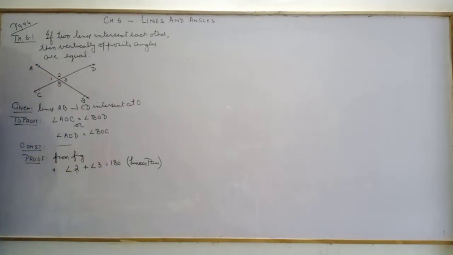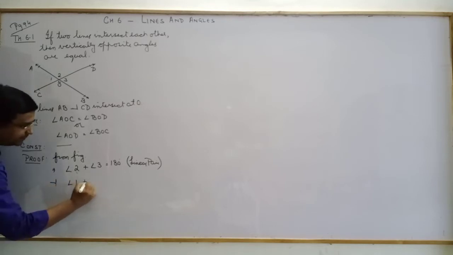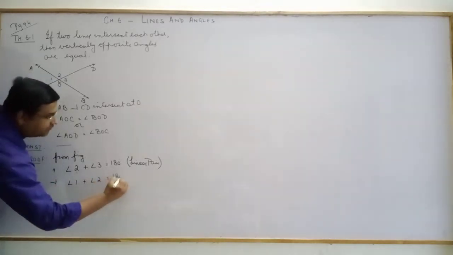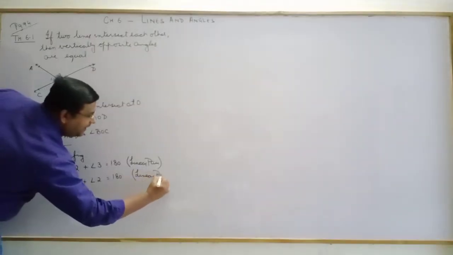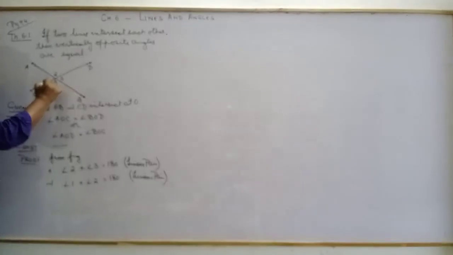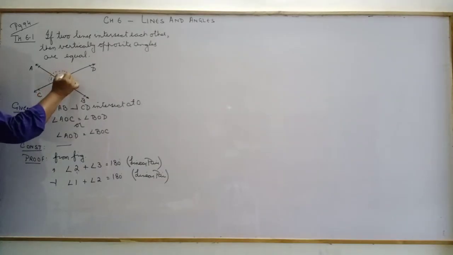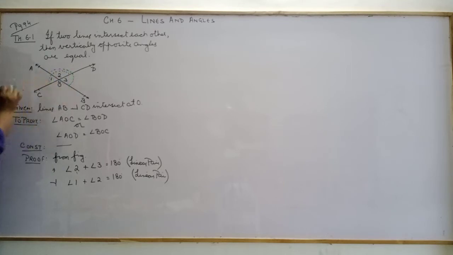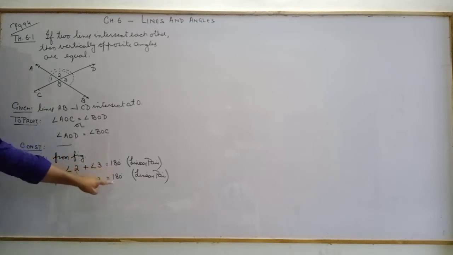So, same way, which was the next line, sir? This one. Angle 1 plus angle 2 is also what? 180. Reason, linear pair. Angle 1 plus 2 is also 180, and angle 2 plus 3 is also 180. Isn't it? Is the right hand side of the two equations equal?